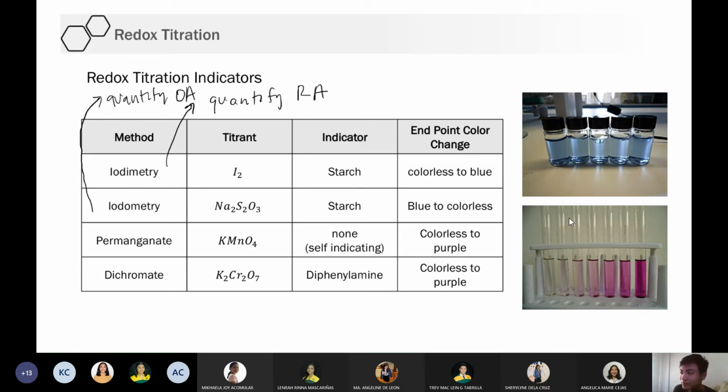Ayun. And then we have the dichromate. So the titrant used is potassium dichromate. The indicator to be used is diphenylamine, and the transition color is the same as permanganate. Okay, so these are just some of the many types of redox titration. Pero okay na yung ito yung alam niya. Okay, again, learn the difference between the two, iodimetry and iodometry. Okay, so lalabas yan sa quiz.